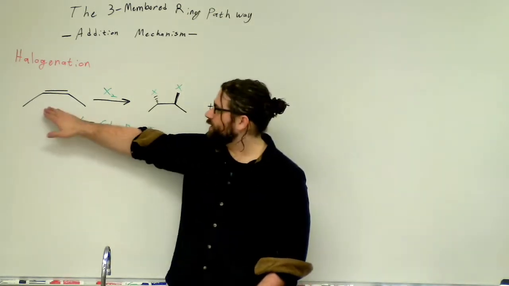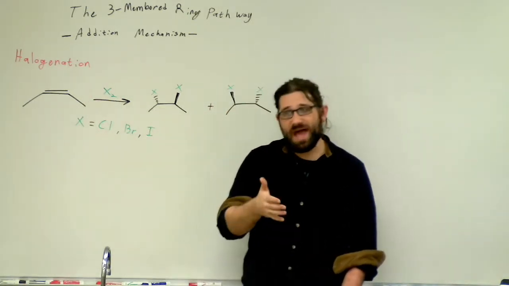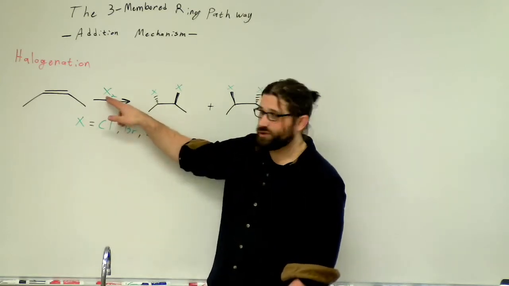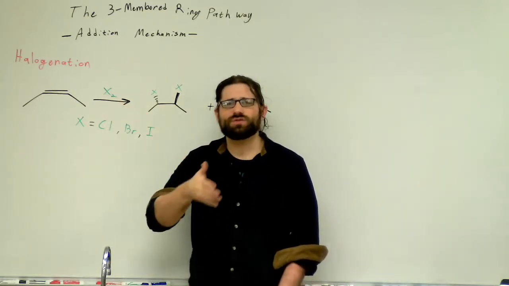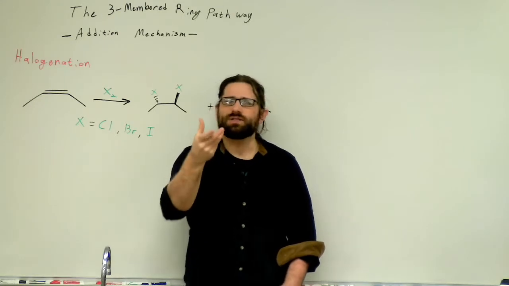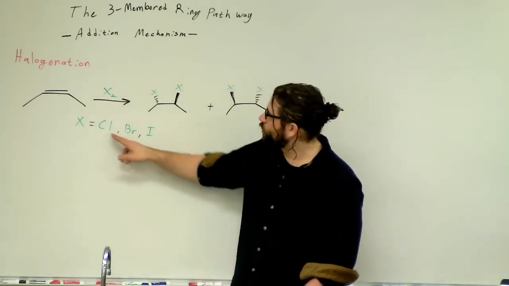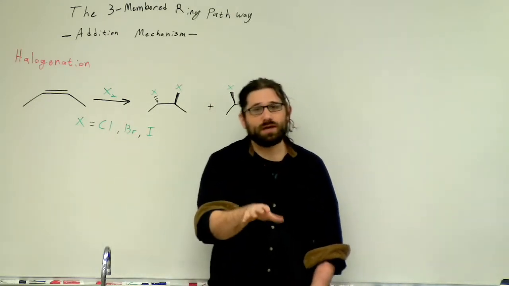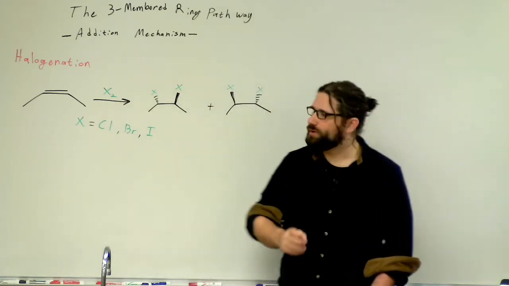We start with an alkene, and we're going to react it with some kind of halogen. And halogens, when they're monatomic, are always going to bond to themselves. Remember that. So we could have chlorine, bromine, or iodine. Once again, fluorine won't work, too electronegative.